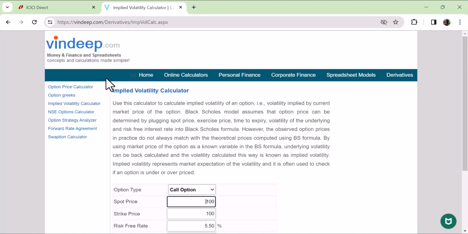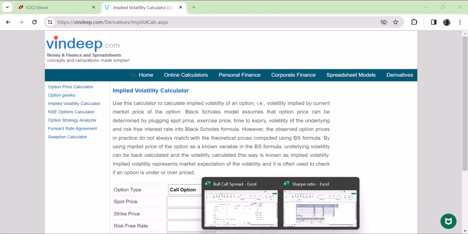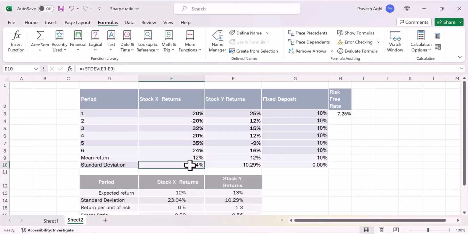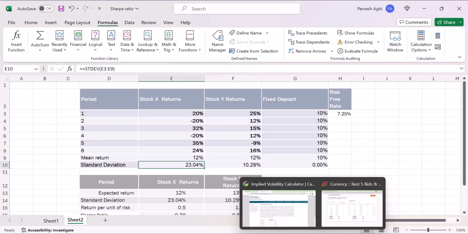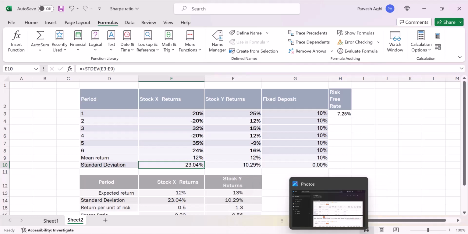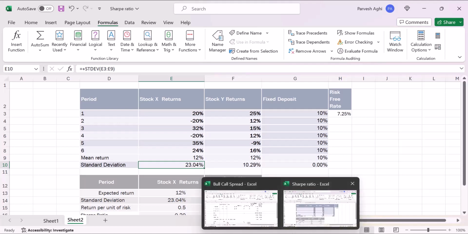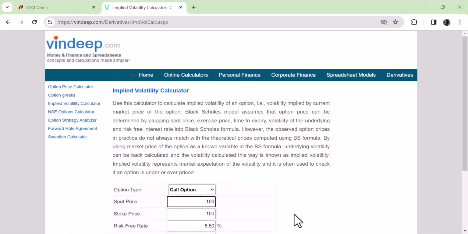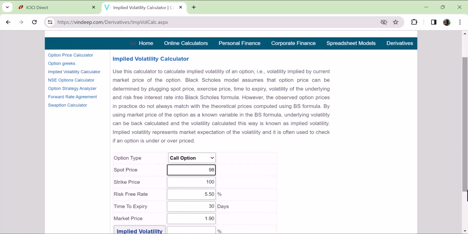Okay, so this is implied volatility. Now we know that this stock is, suppose we choose this stock, where the historical volatility is 23%. Okay. Now we just go to this site. Okay. And suppose we are buying a call option. Okay. Fine. So what we have to do is we have to enter certain numbers here.